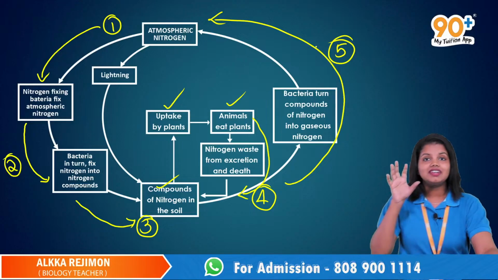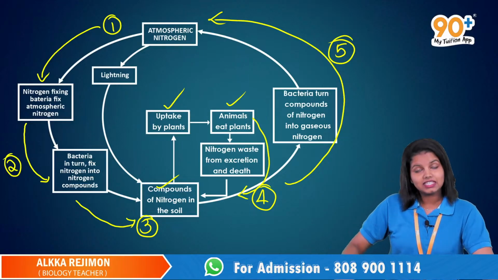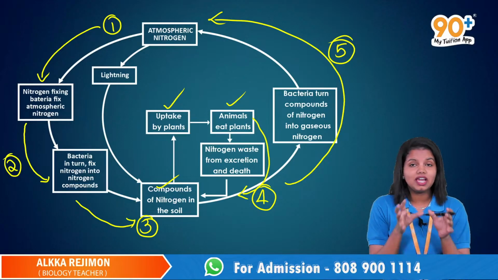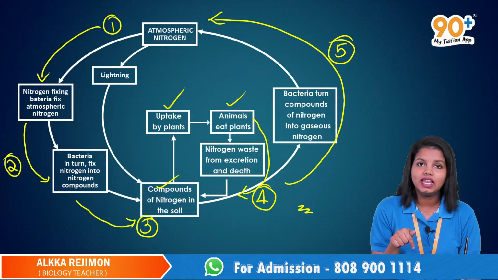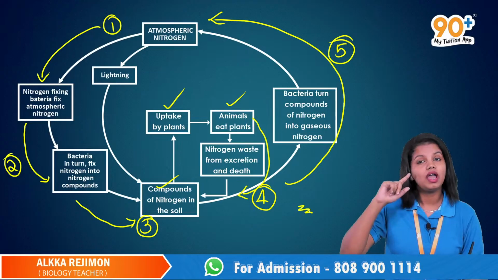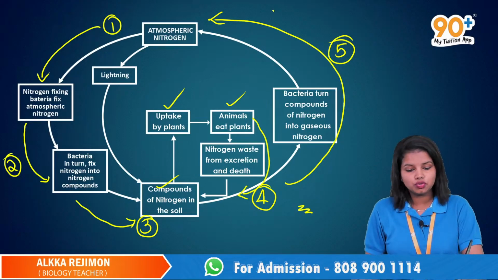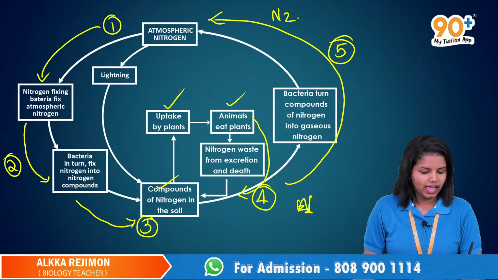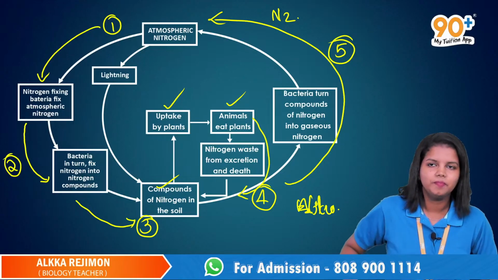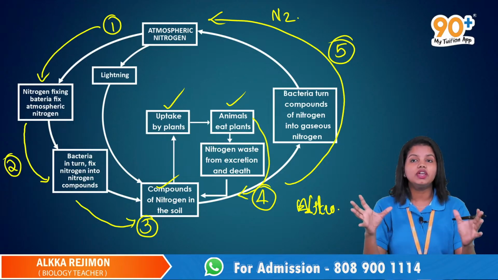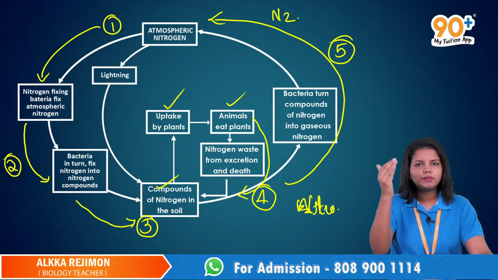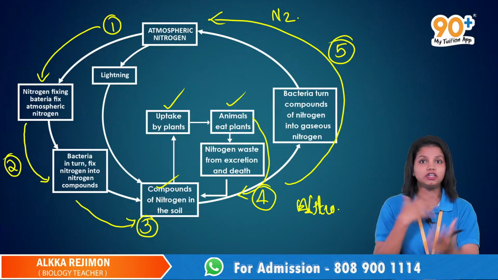Here, the release of nitrogen gas back into the atmosphere by certain bacteria. Now the nitrogenous compounds are in the soil, and from the soil, these nitrogenous compounds are converted back into atmospheric nitrogen, or N2, by certain bacteria. And that's everything about the nitrogen cycle you need to know, and you can explain each and every sentence as per the marks.